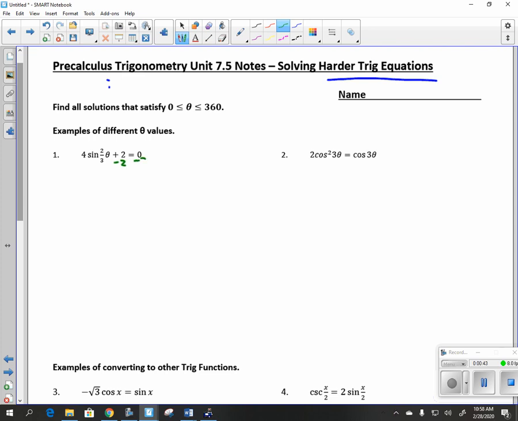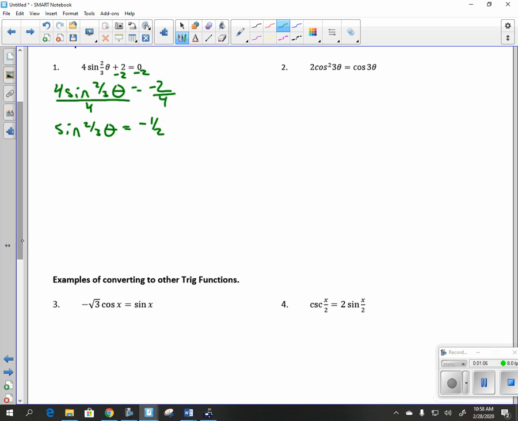I subtract 2. Four sine of 2/3 theta is equal to -2. Sine of 2/3 theta is equal to -1/2. At this point, some people are tempted to do something that's incorrect. Anybody know what people sometimes do that is definitely not the right choice? Very good. They multiply by 3/2.